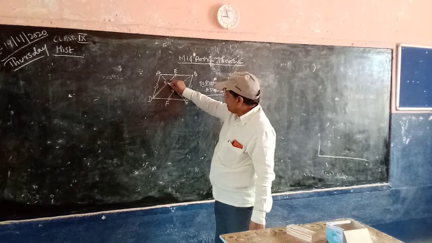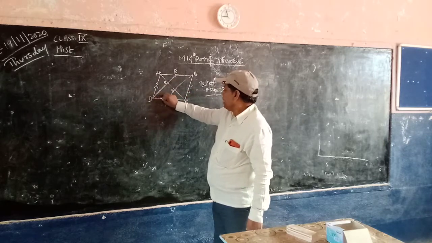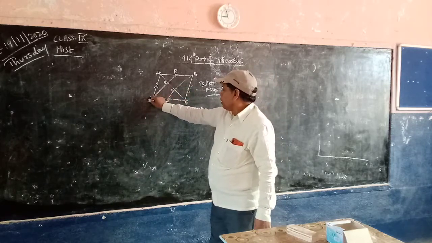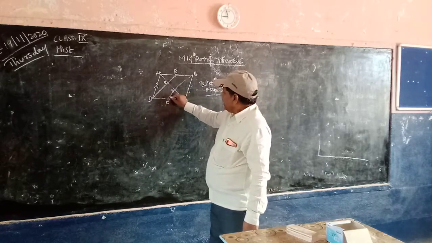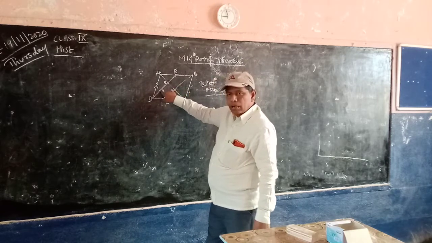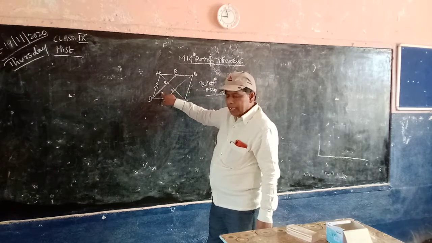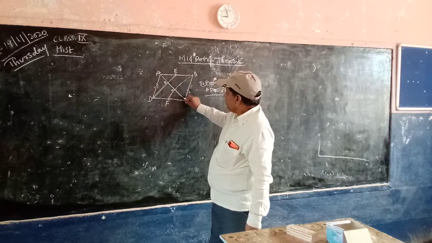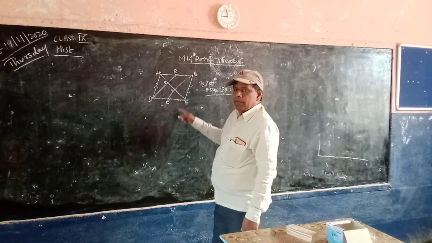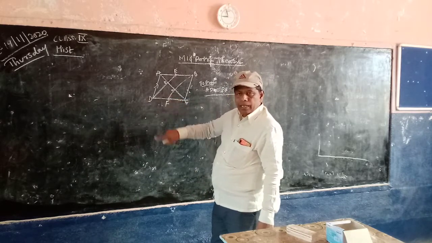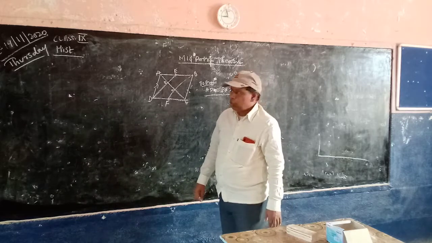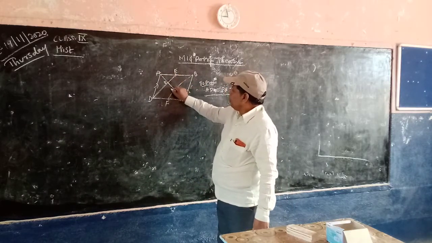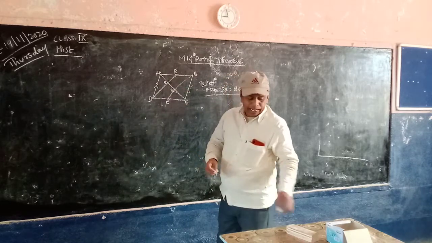First, in triangle CPD, F is the midpoint of DC and FQ parallel to DP. So Q is the midpoint of CP. Which theorem? Converse of the midpoint theorem. Now in triangle ABQ.